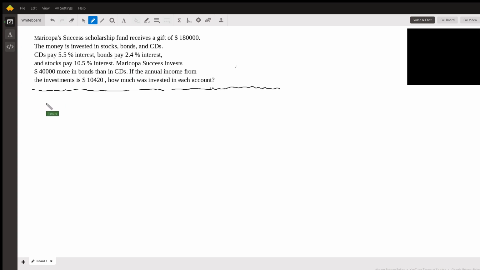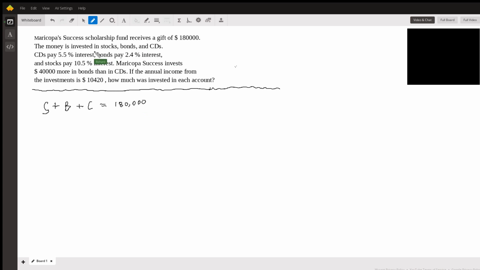And altogether, first sentence, that's stocks, and then bonds, and then CDs. Altogether, these three things add up to $180,000. So that's the first sentence.